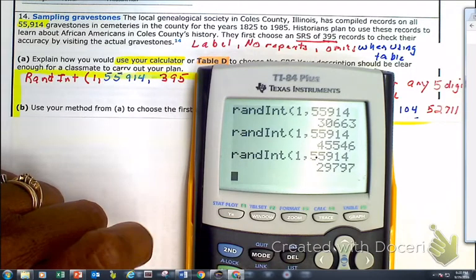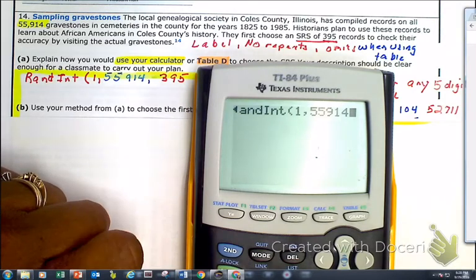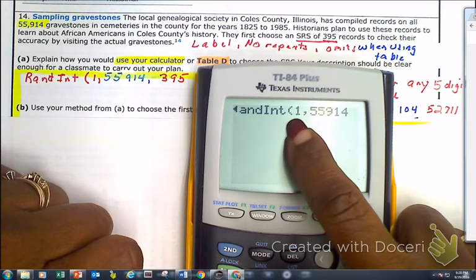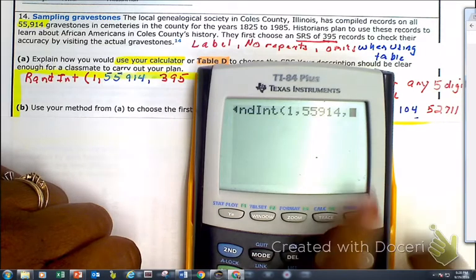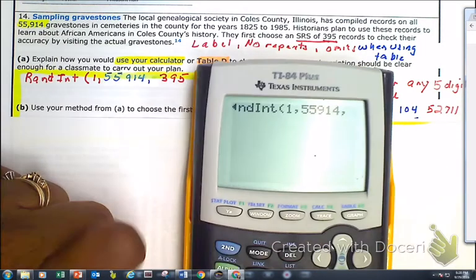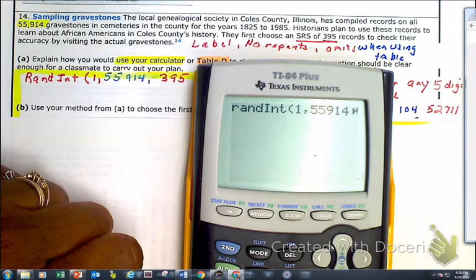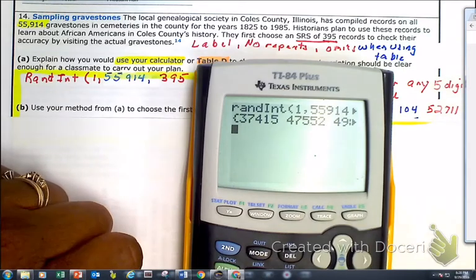So let's clear. I'm going to go second entry just because it's easier. Second entry, remember, brings back the prior entry. And here I've got the first tombstone numbered 1, the last one numbered 55,914, then comma, and I'm going to have it give me a list of 395. So I'm going to type in 395, and then press enter. Now, you can see right here, it's thinking about it. Oh, didn't take that long at all.